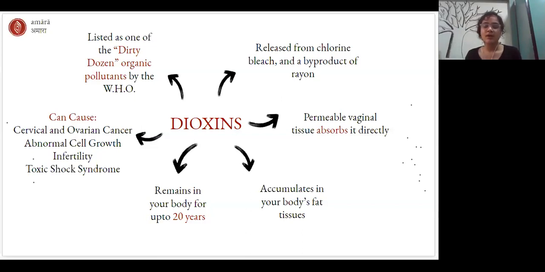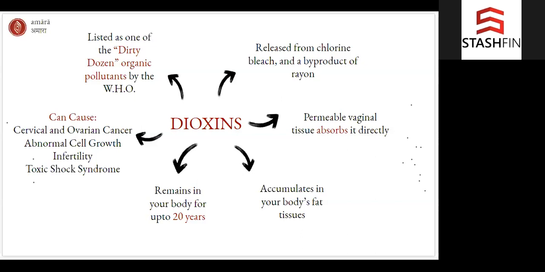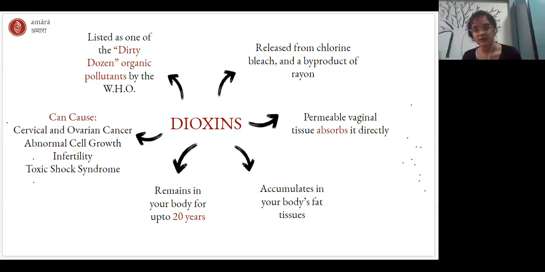What these are known to cause is cervical or ovarian cancer. They are known to cause infertility. They're known to cause abnormal cell growth in your reproductive organs, and like we talked about before, toxic shock syndrome. So dioxins are really, really harmful, and the reason why no one talks about this is because they think that one pad only releases a very tiny amount of dioxins.